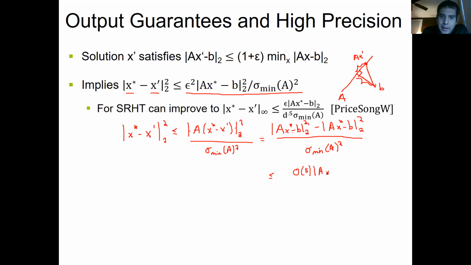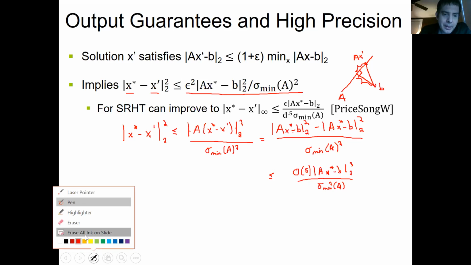A x star minus B2 squared over sigma min squared. Okay, so you immediately get a guarantee in objective function value. Immediately get a guarantee in the distance of your vectors just from an objective function value guarantee.